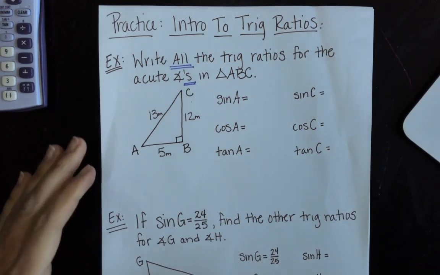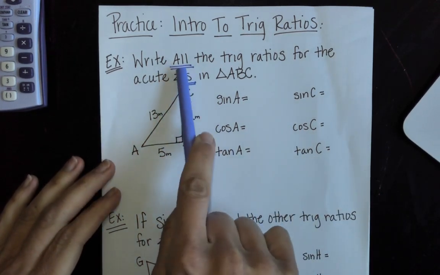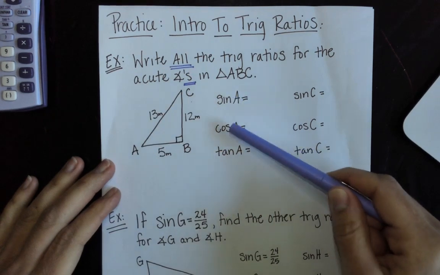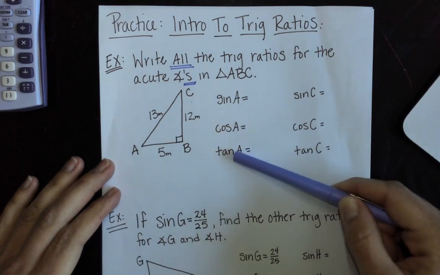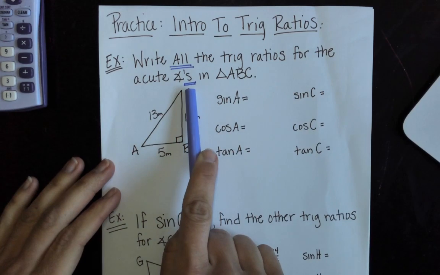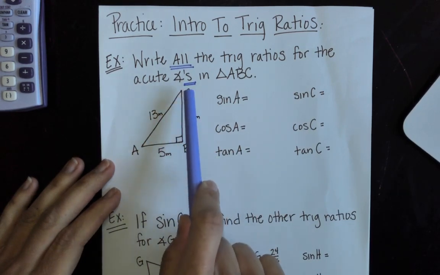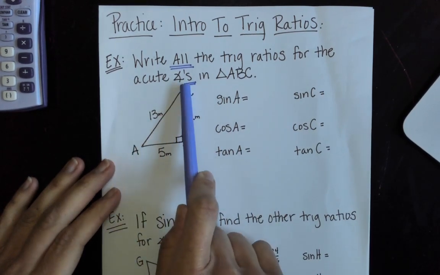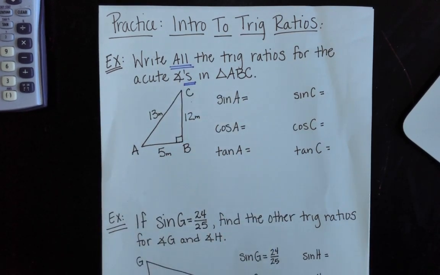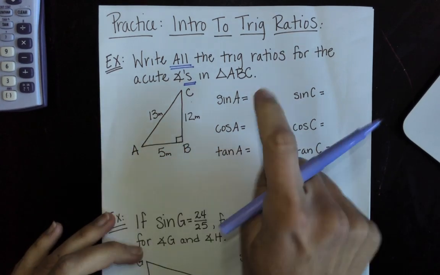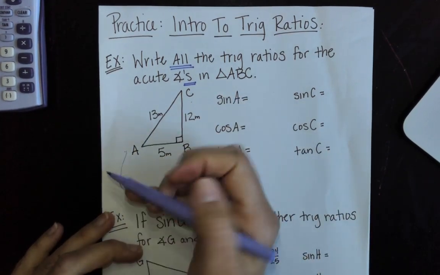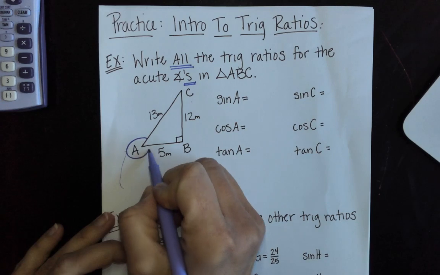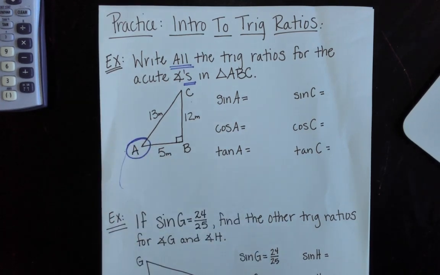So Siona, we just said that we're going to write all of our trig ratios, so that's sine, cosine, and tangent, all three of them. And we're not doing it for just one angle. We're doing it for both because it does say angles. So the first thing I want to do is, because we said A, we're going to go ahead and circle A.